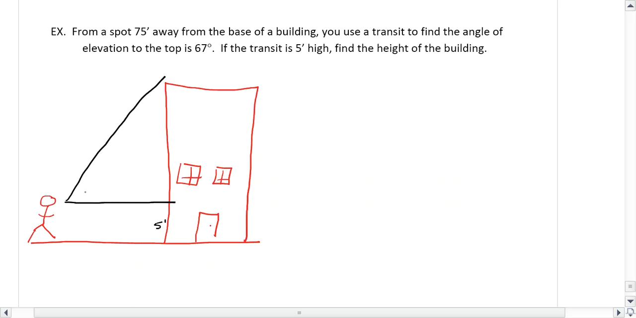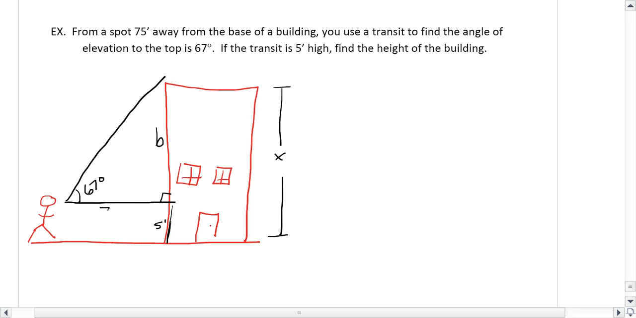This angle is 67 degrees. And what we're looking for is the complete height of the building here. That's our end goal. But we have the triangle over here to work with, this being our 90. So we need to find this leg of the triangle. I'll just call it B here for a moment. We need to find this B. After we find it, we will add on this 5 feet, and then we'll find the complete height of the building. So looking at the 67-degree angle, I'm looking for B.